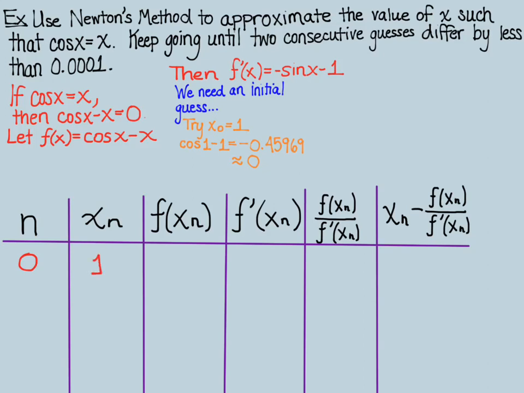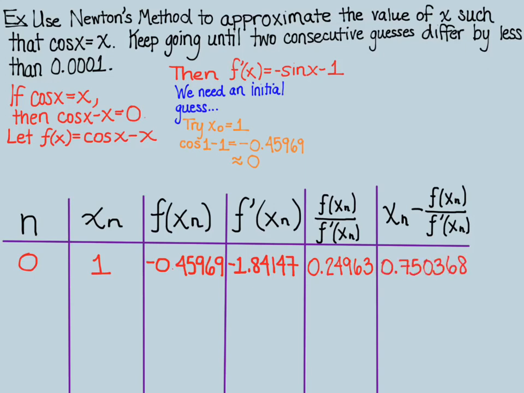So if n is 0, x sub n is 1. Remember that x sub 0 is 1 in this case. If I plug in f of x sub n, that was the problem I already computed, the negative 0.45969. If I plug in 1 into f prime, I get negative 1.84147. If I do f of 1 divided by f prime of 1, I get 0.24963. And if I do 1 minus 0.24963, I get 0.750368. This is now my new guess.